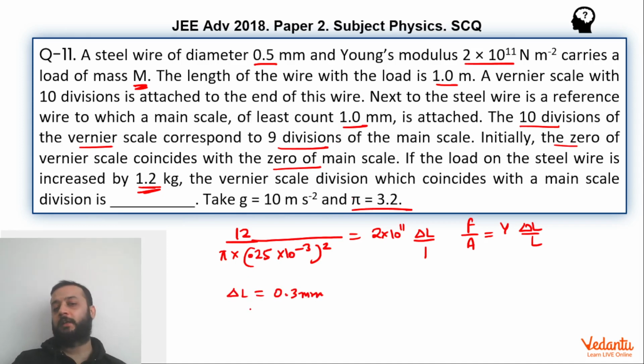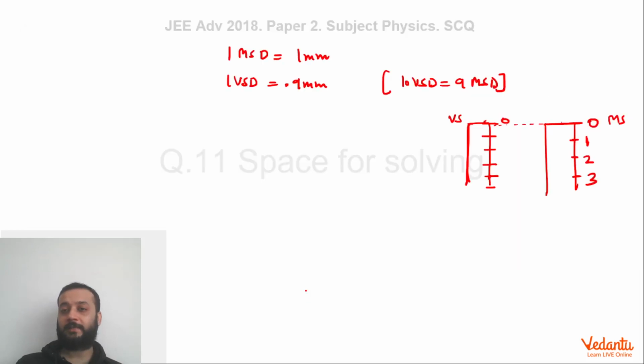It's not very difficult. So when the value of delta L is 0.3 mm, that means the wire will go down, or we can say the block will go down by 0.3 mm. And to the block, the vernier scale has been attached. So since the block goes down by 0.3 mm, the vernier scale will also go down by 0.3 mm, right? So we realize that this vernier scale is going to go down by 0.3 mm.